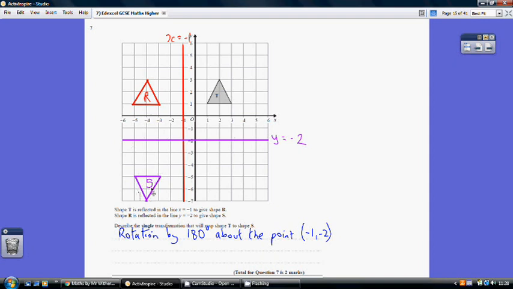Now how could we describe the single transformation that will map T onto S? Well, you can do it by way of a negative enlargement, but I think it's much simpler just to think of this as being a rotation by 180 degrees, and the point that you're rotating around is going to be where these two reflection lines cross. So that's about the point of -1, -2. So whenever you have one of these double reflections, it's always going to be a rotation by 180 degrees about the point where the two mirror lines cross.